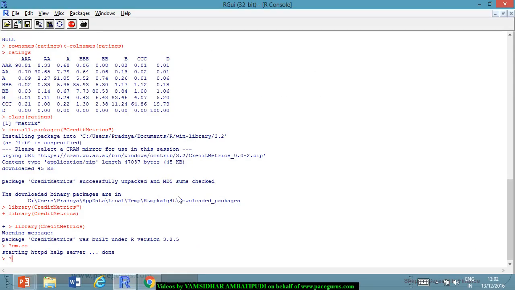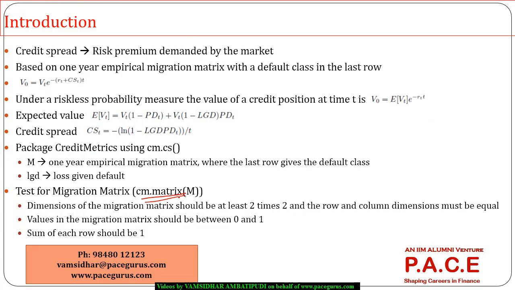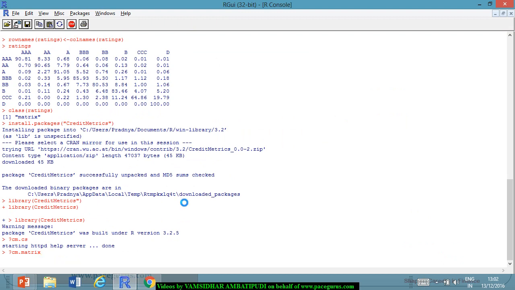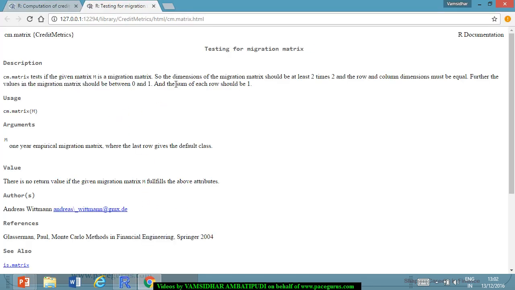First, I want to test whether it's a migration matrix or not. If I look at cm.matrix, it's a test for a migration matrix. It tests if a given matrix M is a migration matrix or not. The dimensions of the migration matrix should be at least 2 by 2, and row and column dimensions must be equal. Yes, that is met. We have 8 rows and 8 columns. So that rule is met.